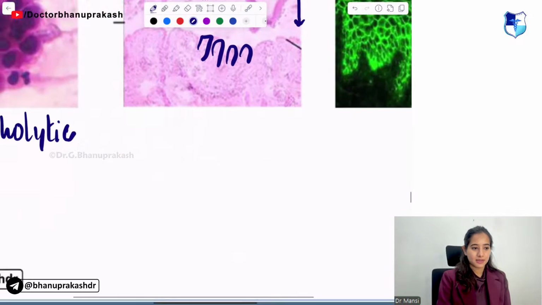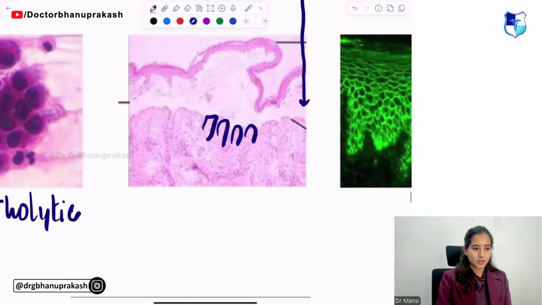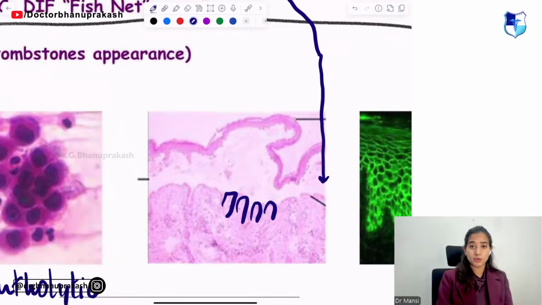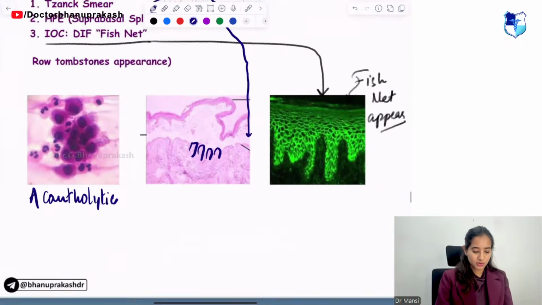Vulgaris, again, is... foliaceous doesn't involve mucosa, definitely. Jyoti, you're absolutely right.